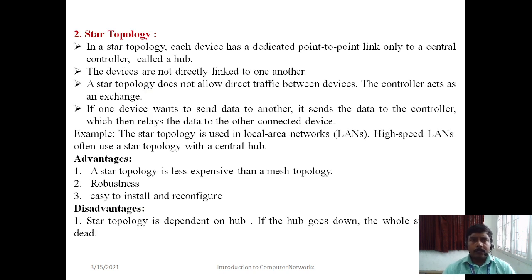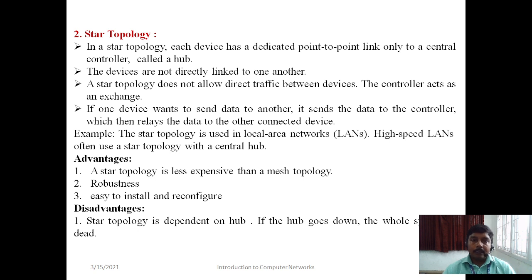The next important topology is the star topology. People used to prefer to implement this topology in their laboratories and in their organizations. In a star topology, each device has a dedicated point-to-point link only to a central controller called a hub. You see what happened in the mesh topology: everyone had a direct dedicated connection. But here they have the dedicated connection to the central hub instead of to the other devices. The devices are not directly linked to one another, because they are connected through the central hub.